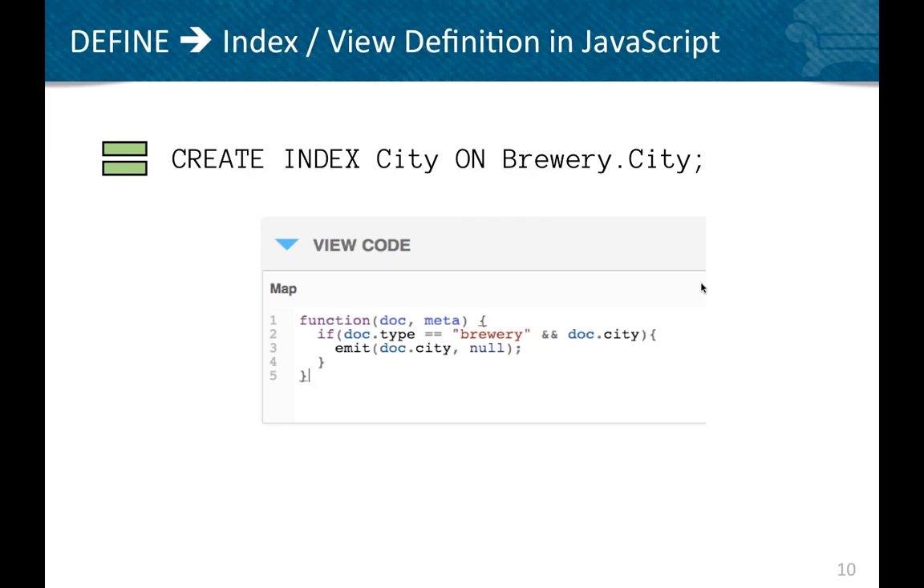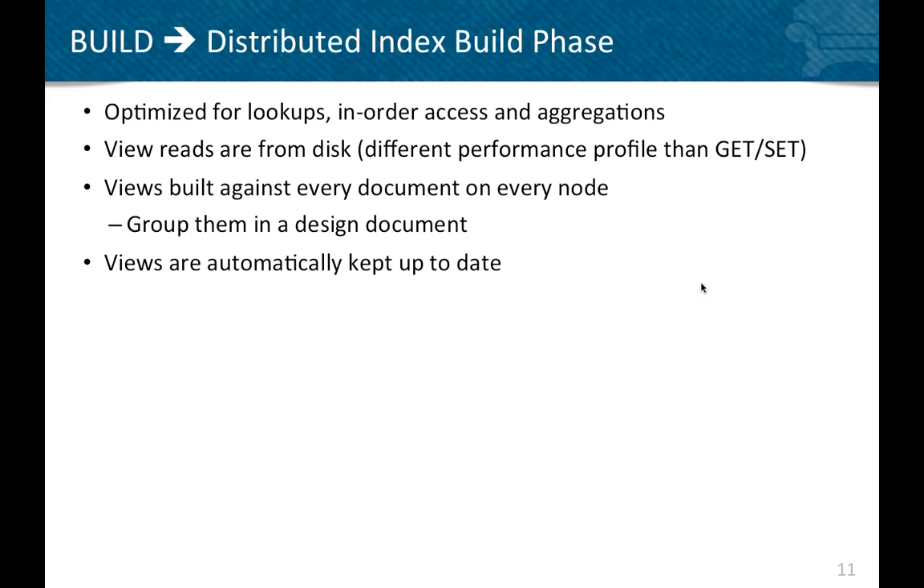So that's what line 2 in this JavaScript code does, it makes sure that we're dealing with a brewery, and then it also makes sure that that brewery actually has the city field. If we left out the doc.city there in the if clause, then any breweries that had incomplete information would all get indexed together under the key null. So there are other times when you're going to want to be more guarded with your if clause, and we'll talk about that later. But for a simple index like this, it's usually sufficient to just make sure that the field you care about is there.